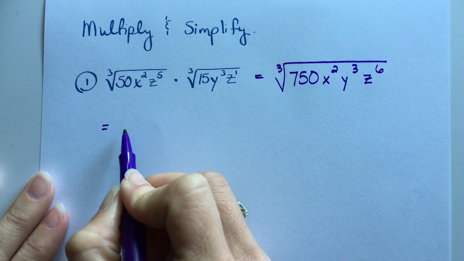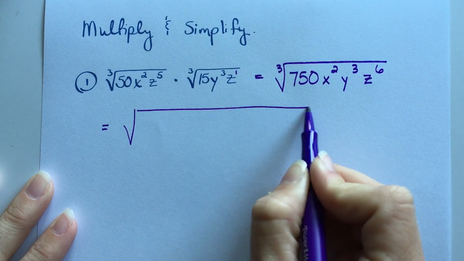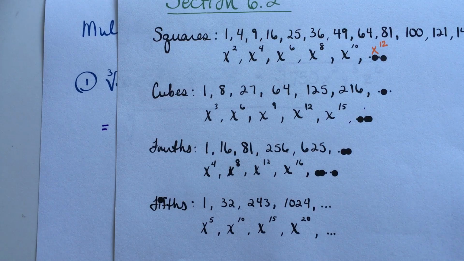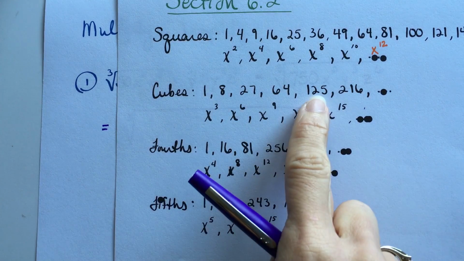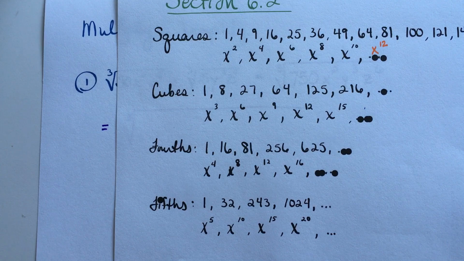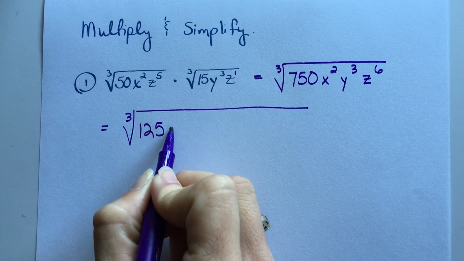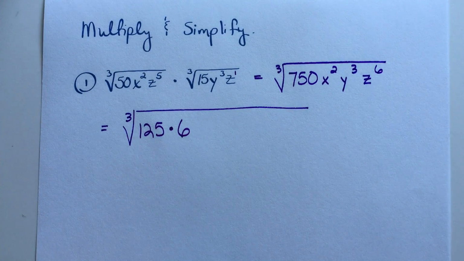Now, at this point, you're going to do exactly the same thing that I've just finished doing as far as breaking it apart. Okay, so what can I take the cube root of? All right, so look at your list of perfect cubes, and we've got to find what on that list will go into 750, and I do believe it's going to be 125. So 750 divided by 125, yes, it'll go 6 times. So we're going to rewrite the 750 as 125 times 6, okay?